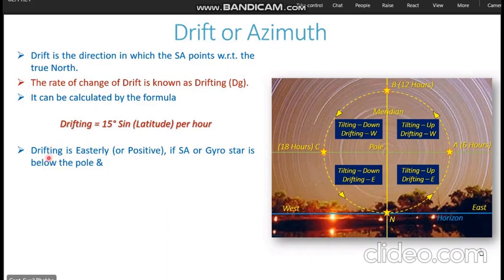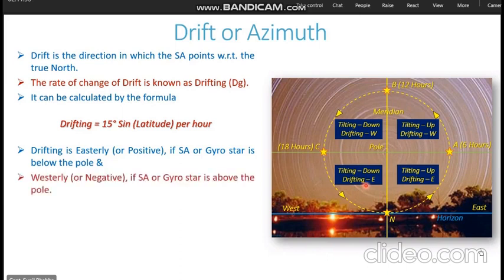How to find out the direction of drifting? We have already seen this in the diagram. The drifting is easterly or positive if the spin axis or gyro star is below the pole. As you can see in this diagram, from point Charlie to point November to point Alpha, in this semicircle, the gyro star or the spin axis is below the pole. The height of the pole is represented by the green line, and whenever it is below the pole, the drifting is easterly. It is also considered as positive, a sign convention which we use.